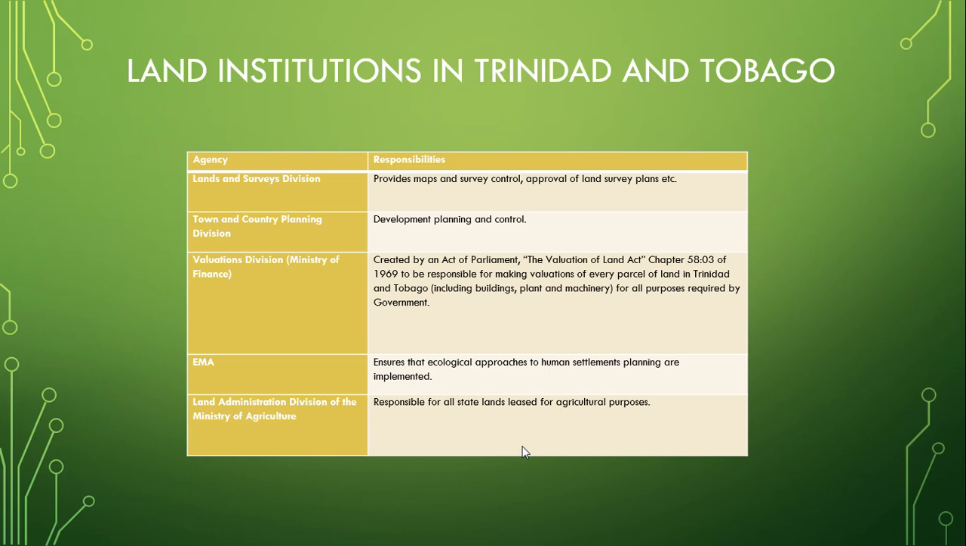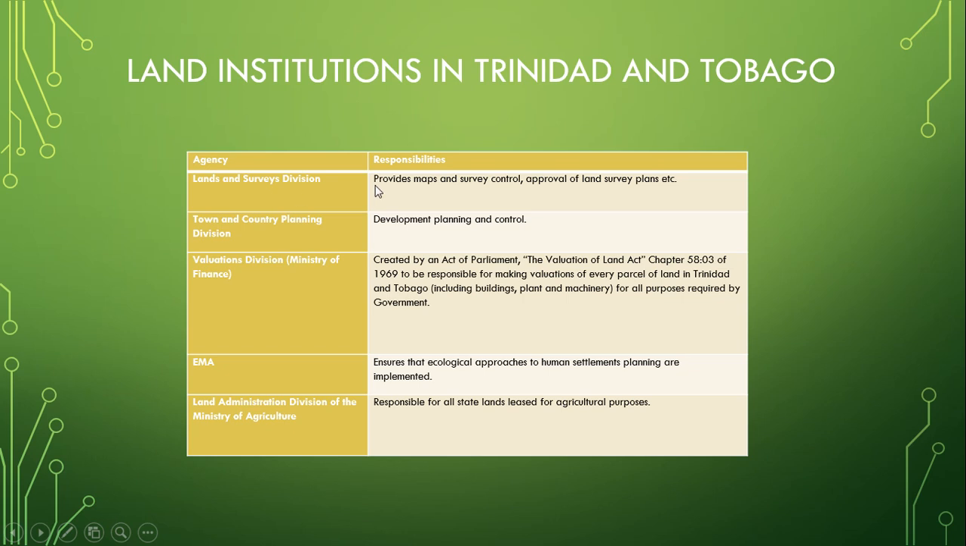In addition to the legislation, we have land institutions or land agencies in Trinidad and Tobago, some of which have been established as a result of some of those pieces of legislation we just looked at. For example, again here we have the Town and Country Planning Division. And just as the Act says, this agency is responsible for development planning and control. So it is not only a matter of determining the best types of activity to take place in certain types of land, but also to control the development, and ensure that the appropriate development is taking place.